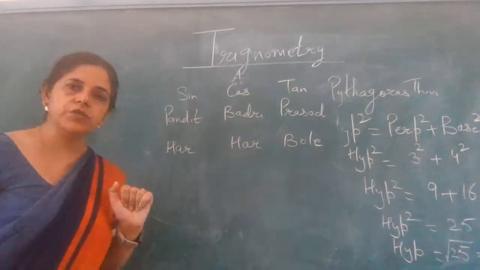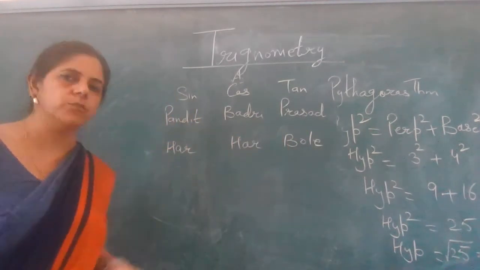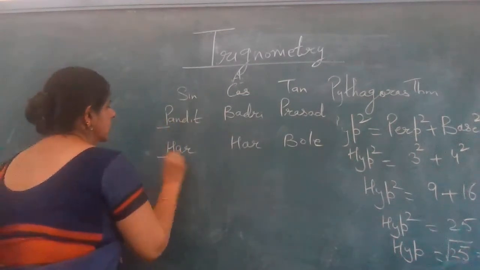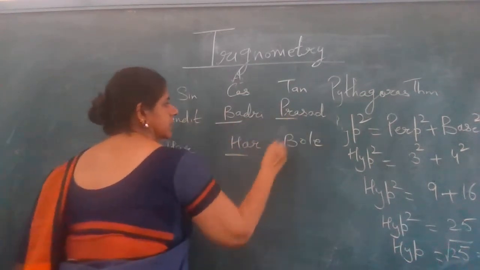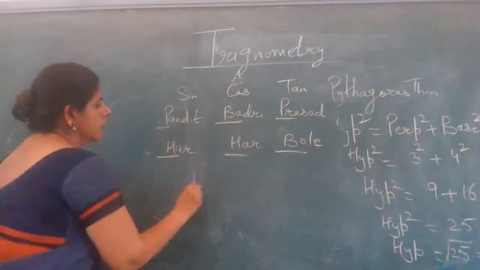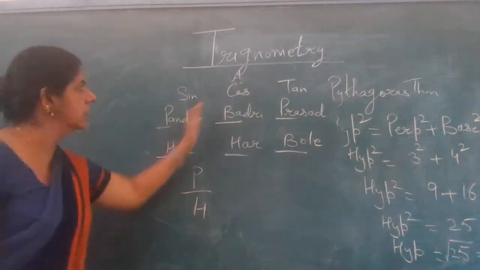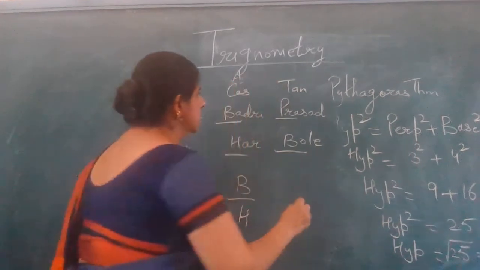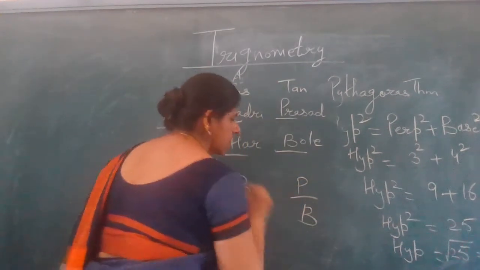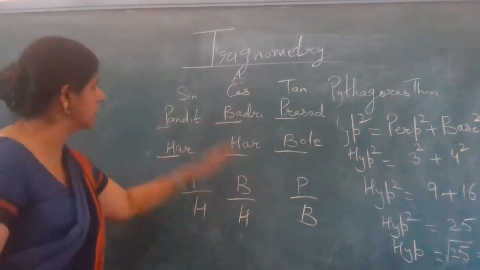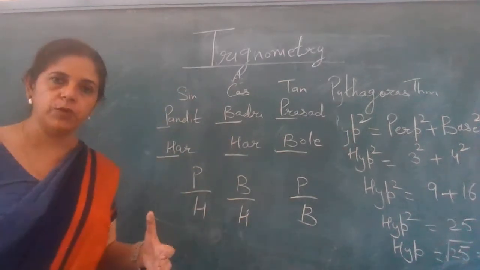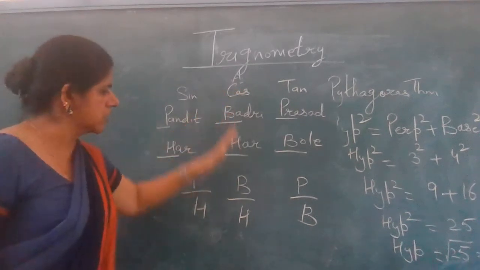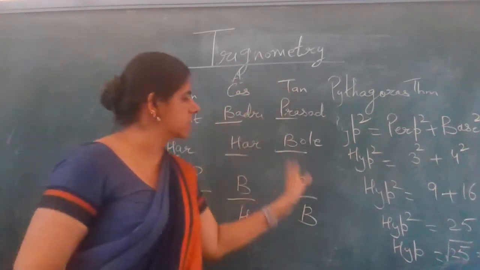So I am going to take the first letters and our formula is complete. This is our first letter. Here I have taken P by H in the sin, B by H in the cos, and P by B in the tan. So here we have derived a formula. Sin theta is P by H, cos theta is B by H, and tan theta is P by B.